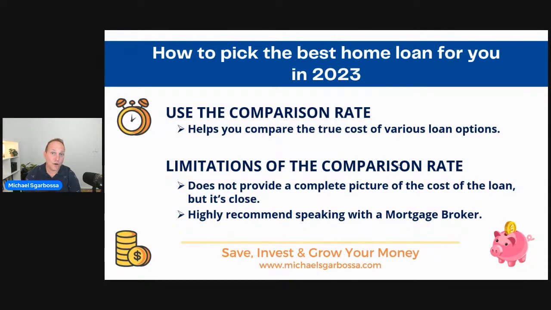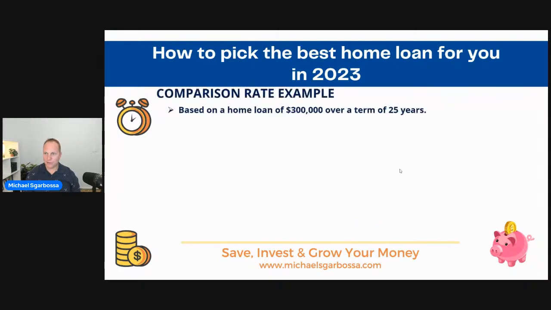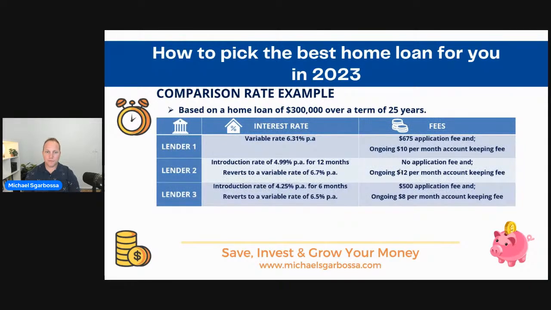Now, like I said earlier in the video today, I've actually got some real practical examples here of different types of loans and how to compare them. So I'll just get on with that and help you through it. The example here is based on a home loan of $300,000 and the loan term is 25 years. So I've got 3 lenders here. Okay, we've got lenders 1, 2, and 3.